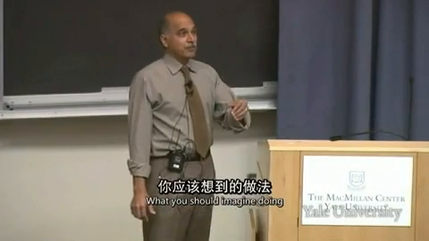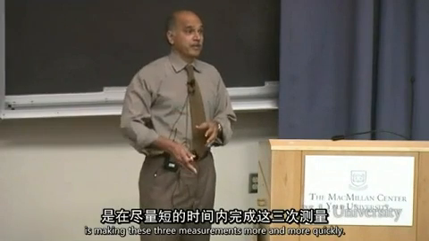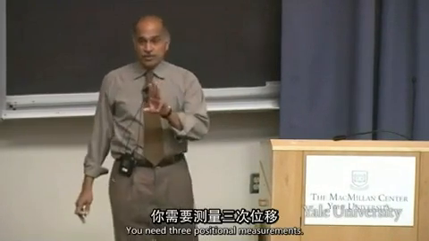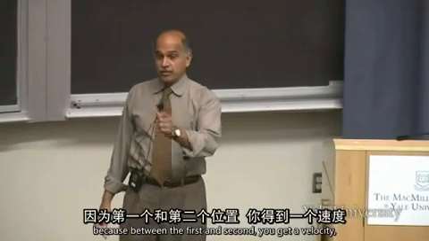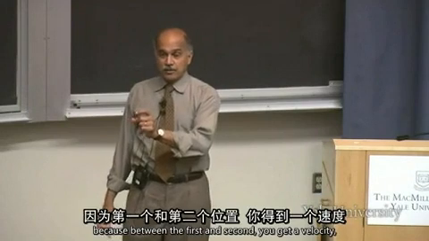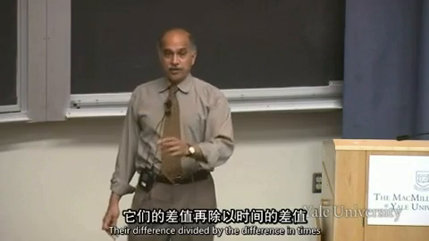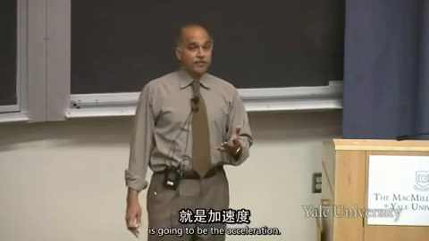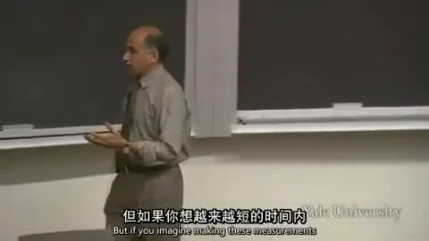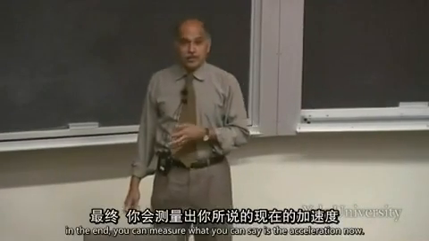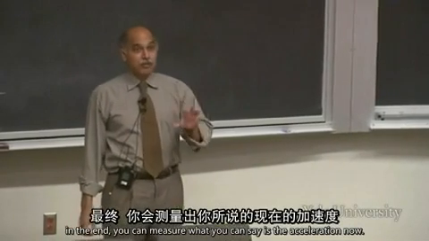So what you should imagine doing is making these 3 measurements more and more quickly. Right? You need 3 position measurements. Now, a little later, and a little later, because between the first and second you get a velocity, second and third you get another velocity. Their difference divided by the difference in times is going to be the acceleration. But if you imagine making these measurements more and more quickly, in the end, you can measure what you can say is the acceleration now.